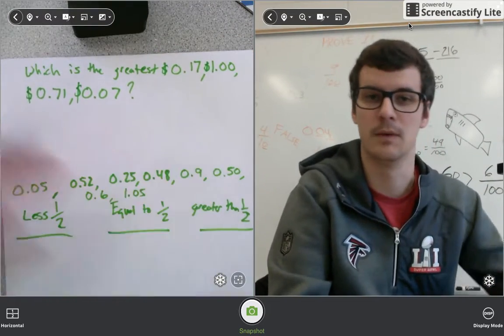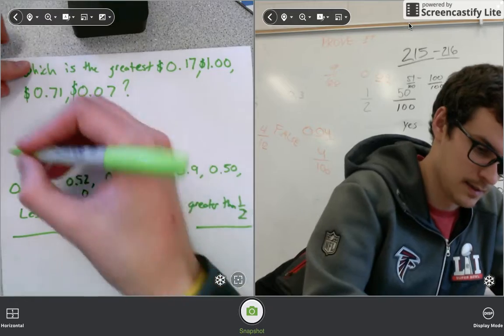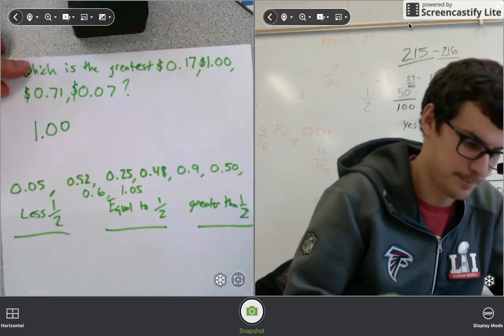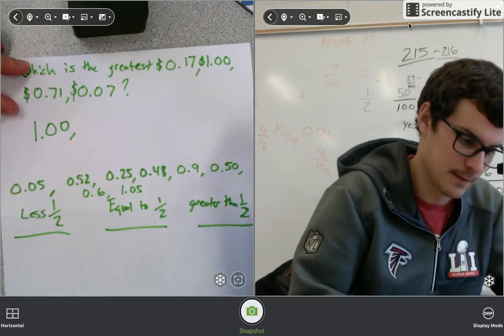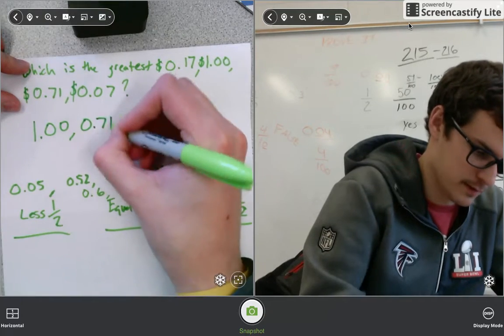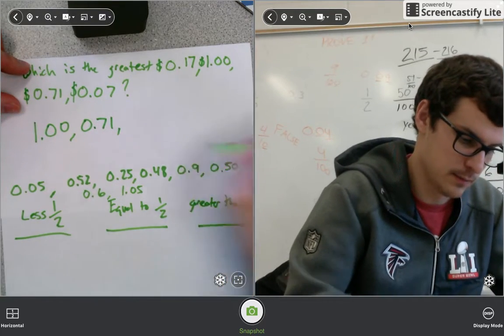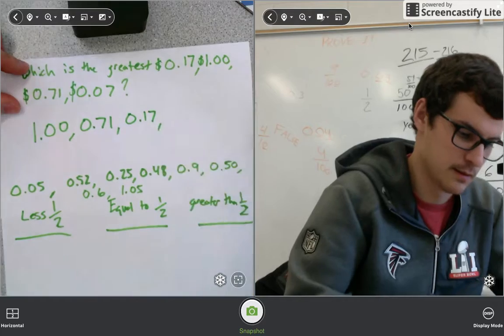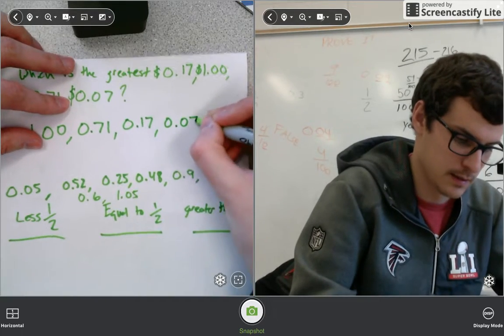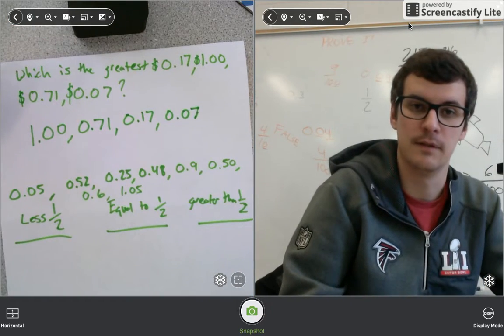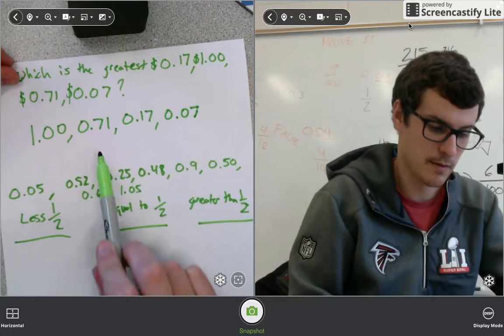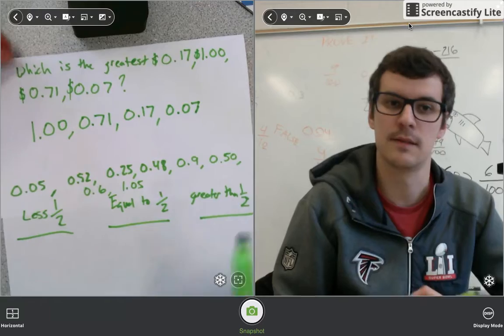So I'm actually going to put these in order from greatest to least. So 1 whole would be the greatest. Next would come the 71 hundredths. Then would come the 17. And then would come the 7 hundredths. If you think about it like money, it'd be $1, 71 cents, 17 cents, 7 cents.